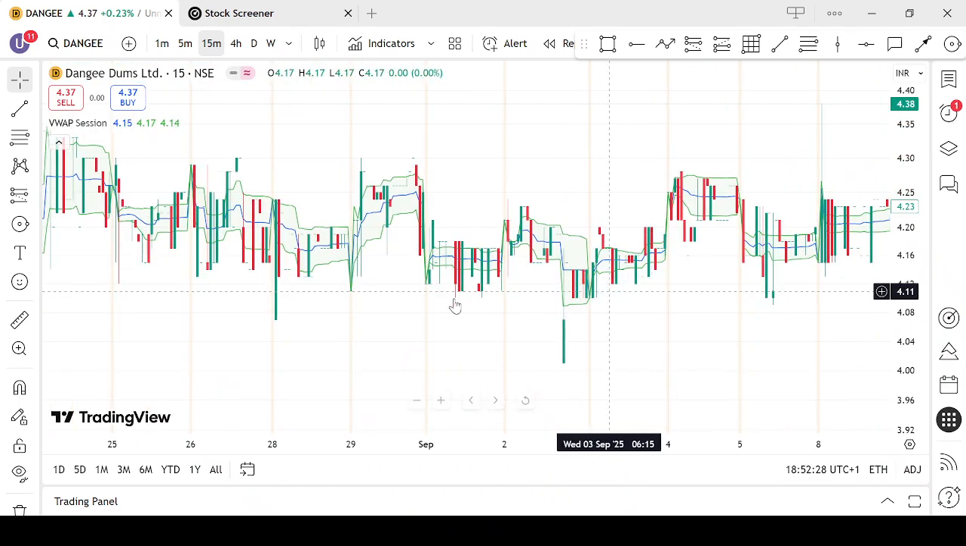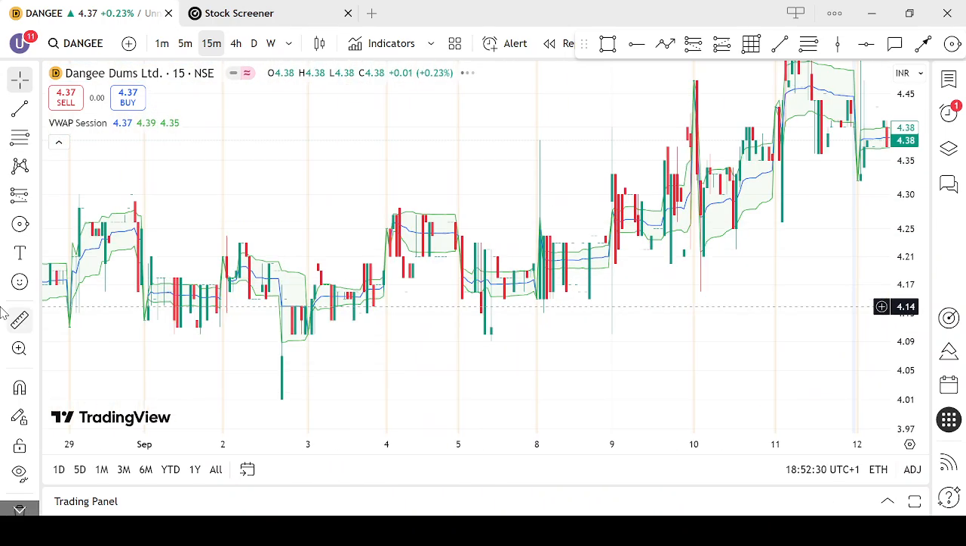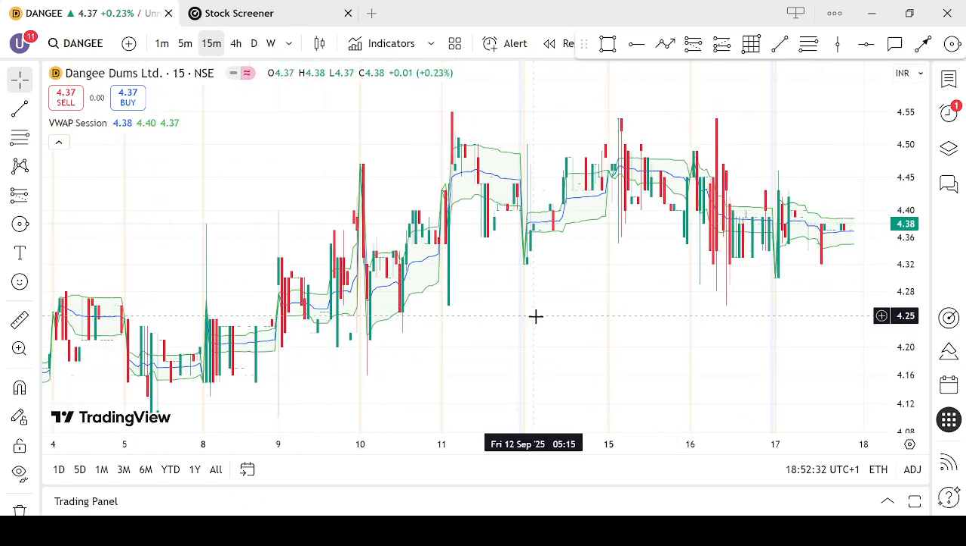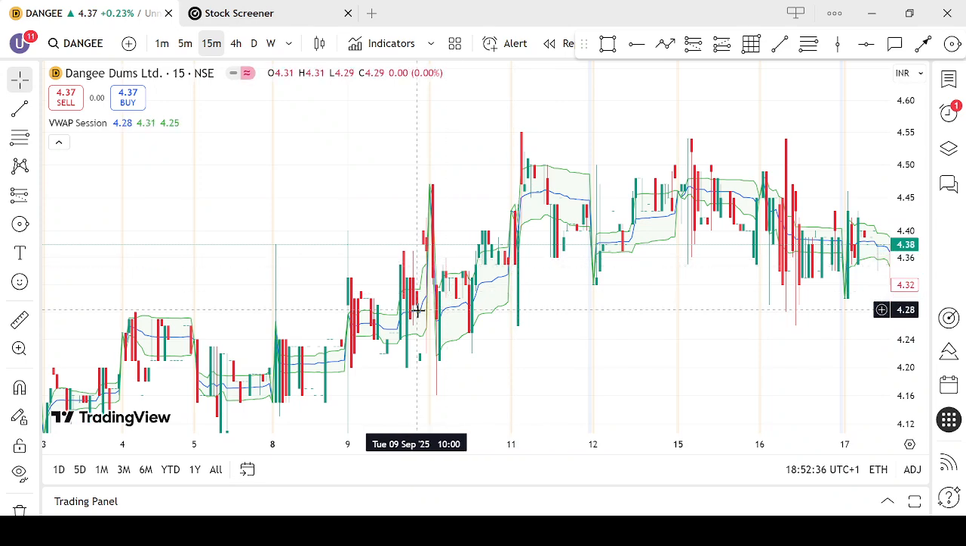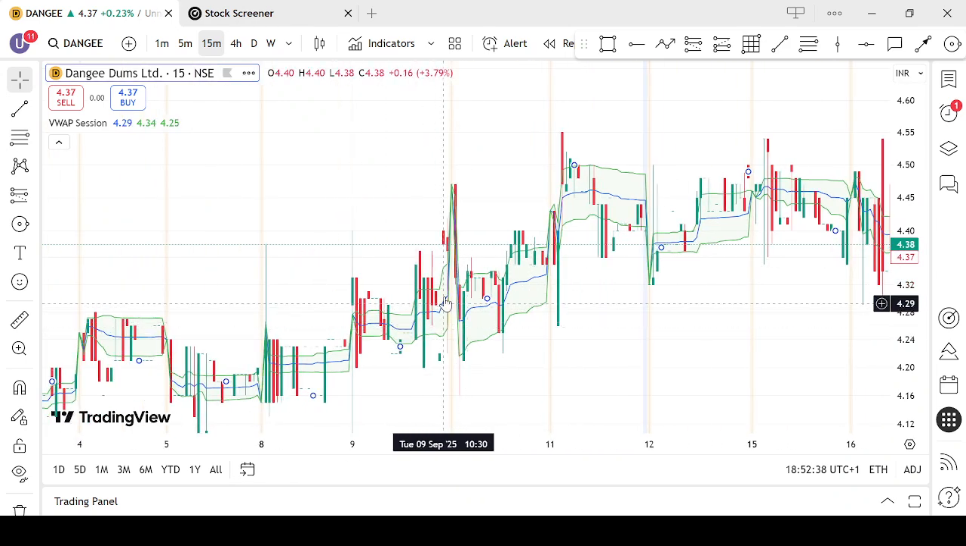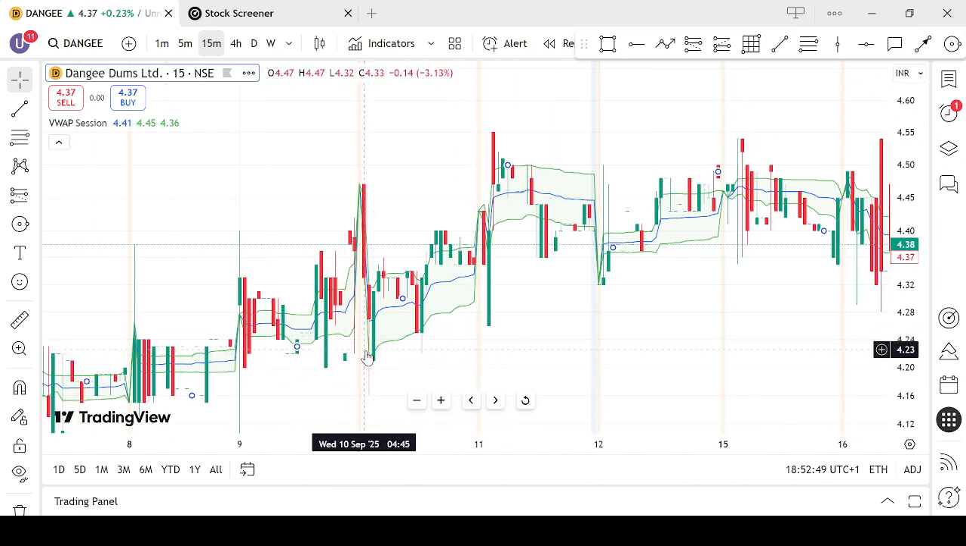Now we can look at another example. When price trades above this VWAP line at this area and comes back to retest the lower region of the VWAP line, this would be a good area for us to buy our stock.